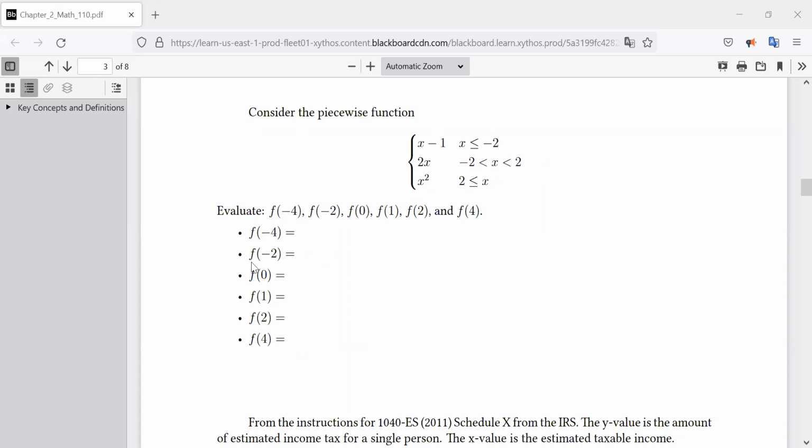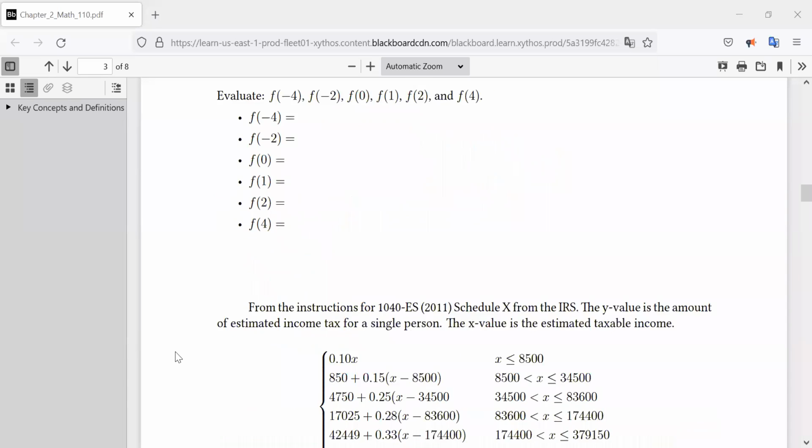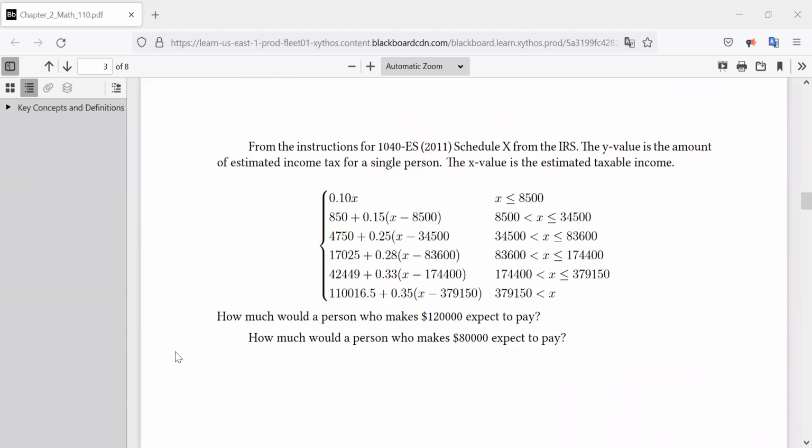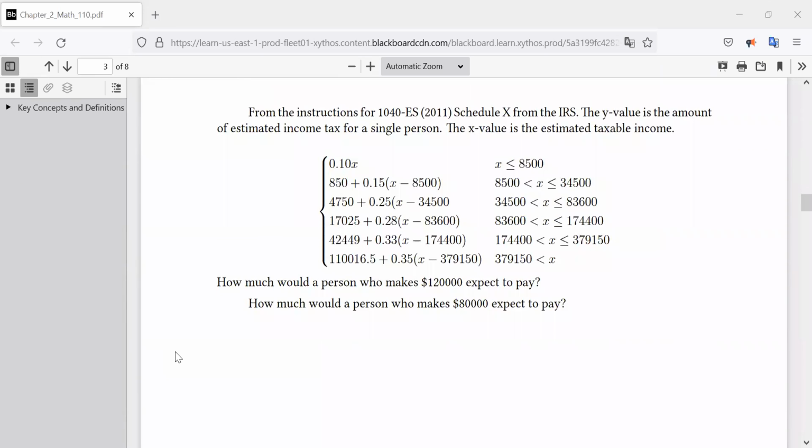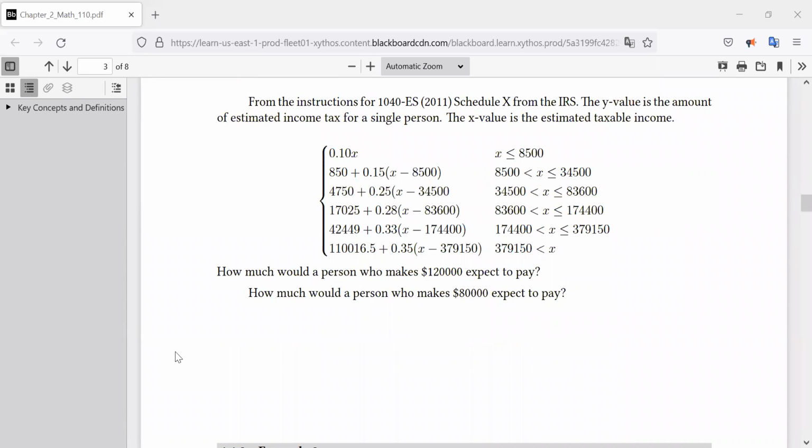I figured, I know you guys all love word problems and you love taxes, so why not shove them together into a single thing? So here we go. This is like an actual old income bracket breakout. If a person makes $120,000, how much would they expect to pay?